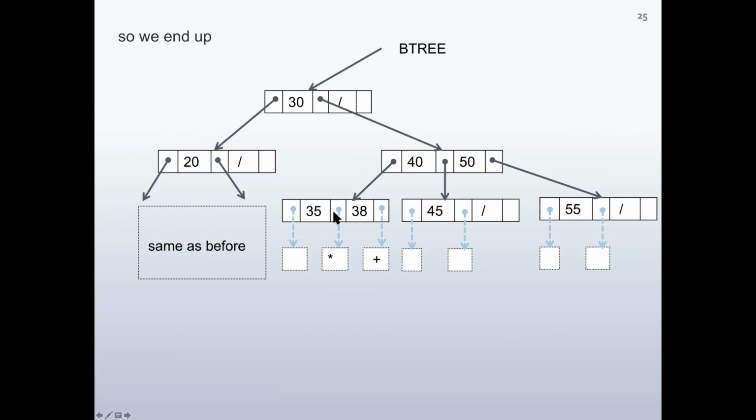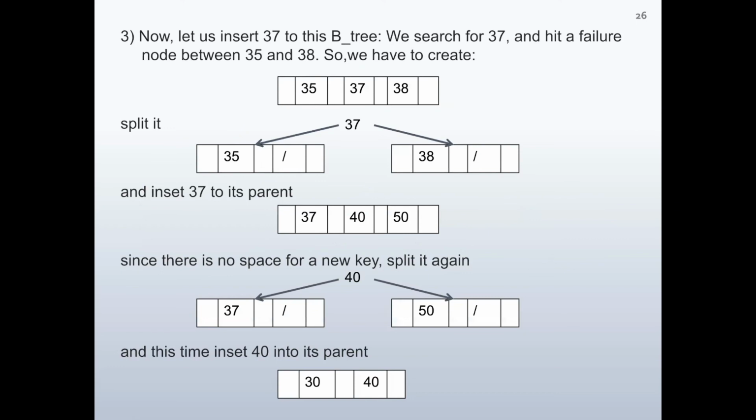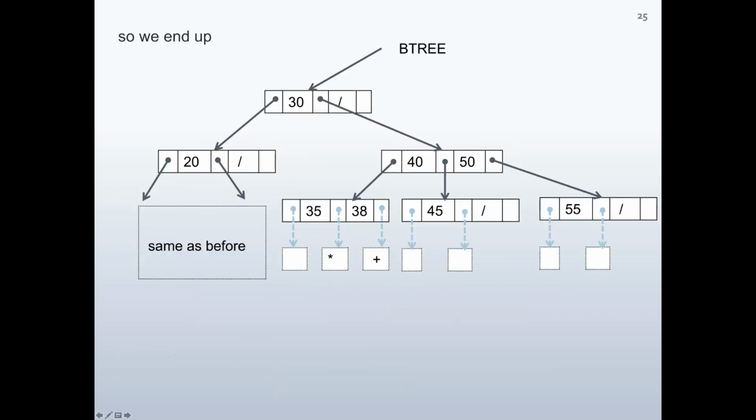Imagine that there is one extra location, and then we will split the node into 2 parts, and we will take the middle key up. So when 37 is inserted there, we have 3 key values, and we split it into 2 parts, and the middle key is taken up. We have 35 on the left and 38 on the right, and then we are inserting 37 to the parent node. And there is no space also in the parent node. We are going to insert 38 into this node.